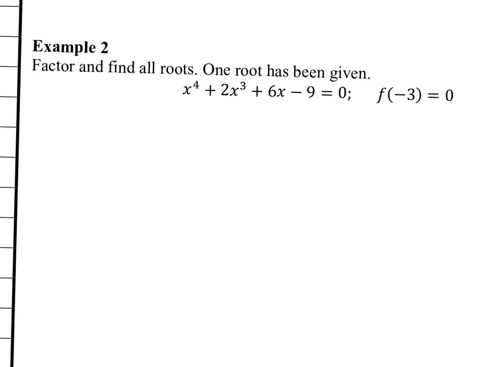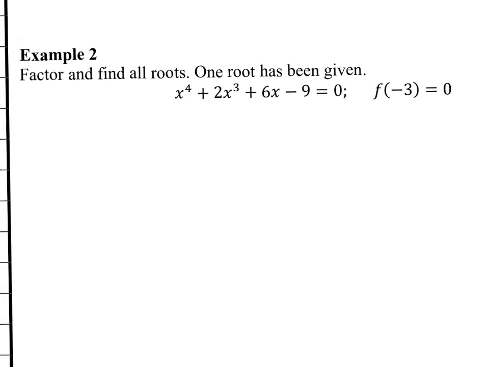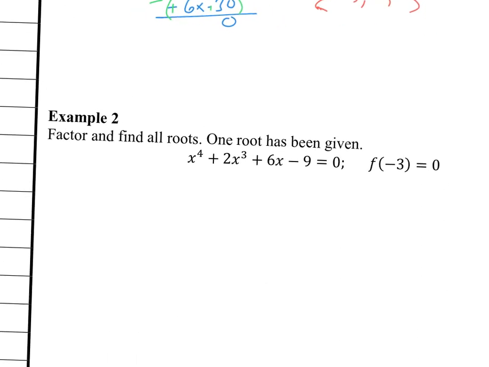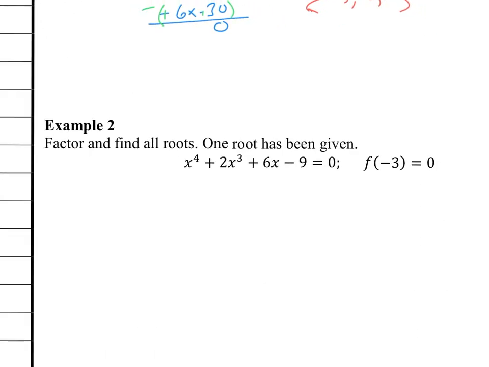It hurts. All right, so example 2: factor and find all roots, one root has been given. So they're saying f of negative 3 is equal to 0. So when we see f of negative 3 equals 0, what does that mean? Well, that means there is a root at negative 3. So negative 3 is a root. It's the ordered pair negative 3 comma 0. All right, your x comma y.